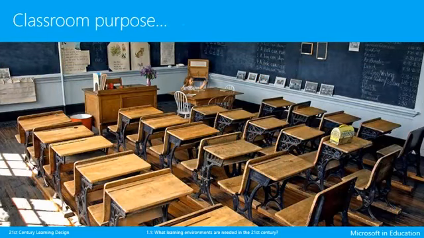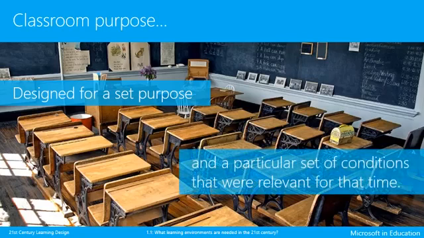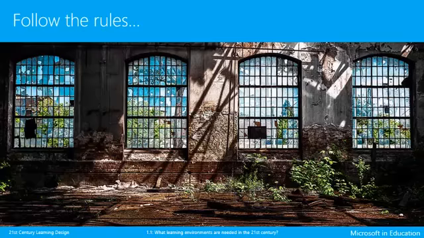Looking back, the school system and classroom environments we have today were designed for a set purpose and a particular set of conditions that were relevant for that time. For many, life was more predictable and futures had a reasonable degree of certainty. The society that this education system served looked very different to how our society looks today.